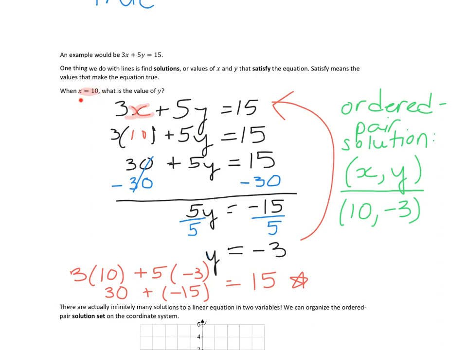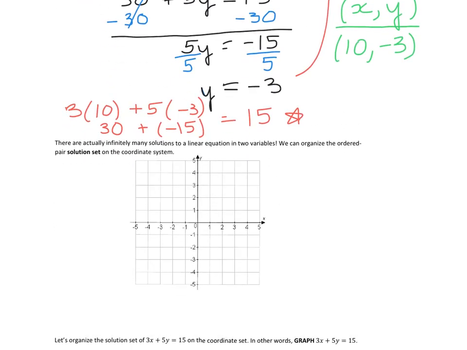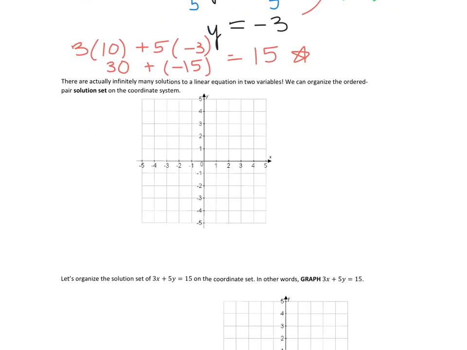And notice we just plugged in x equals 10, we chose that. But technically there's infinitely many numbers we can choose for x. We can choose 0, we can choose 1, negative 20, we can choose 1/2. Infinitely many values of x we can choose, and then we would solve for y. So that means there's actually infinitely many solutions to a linear equation in two variables.